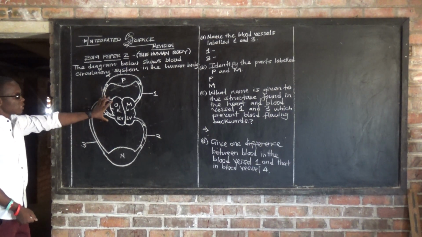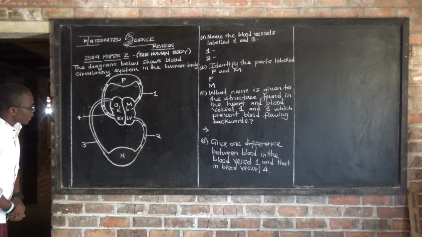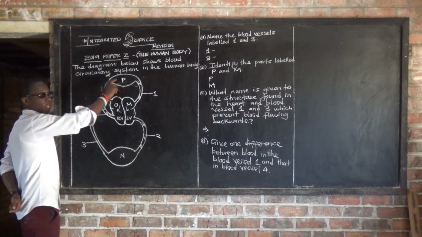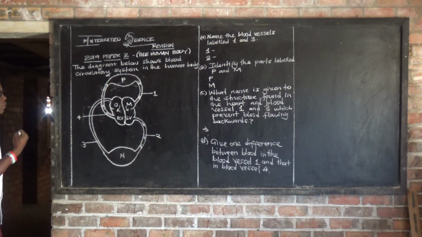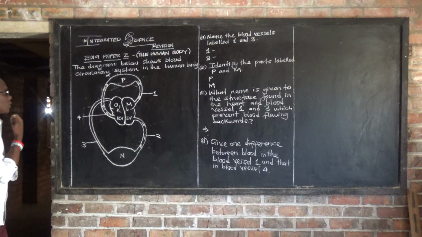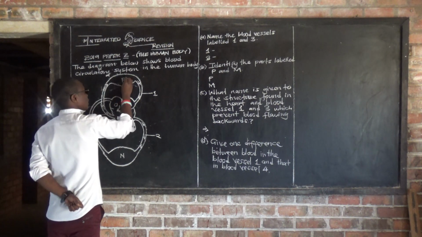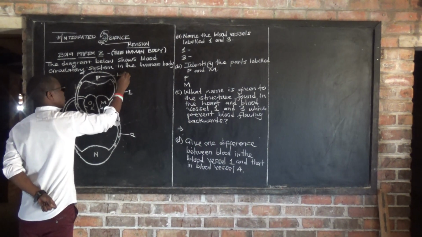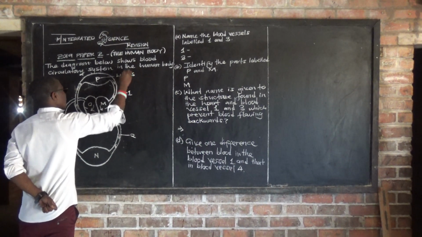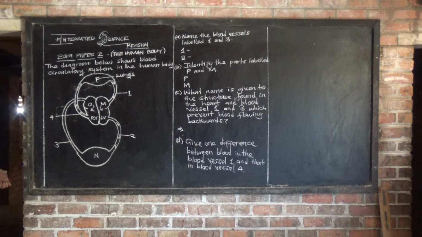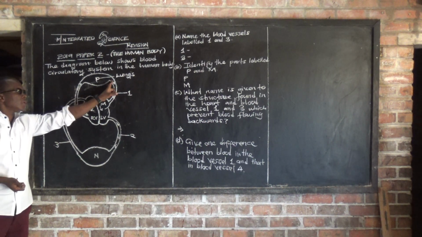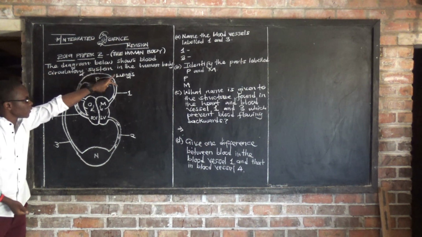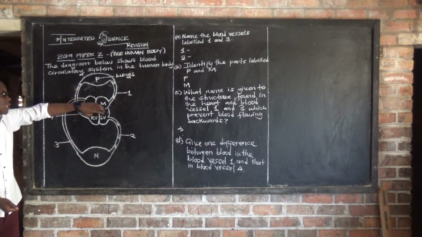So I've got this diagram. It has part P. You're supposed to know what P is in order to answer the questions. P represents the lungs. Are we together? Then you have got blood vessel 1, the one which transports oxygenated blood from the lungs to the heart, because this is the heart. And these are the lungs.